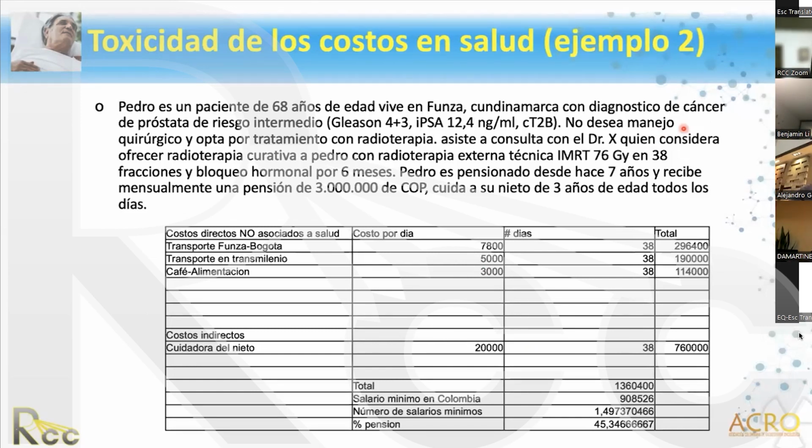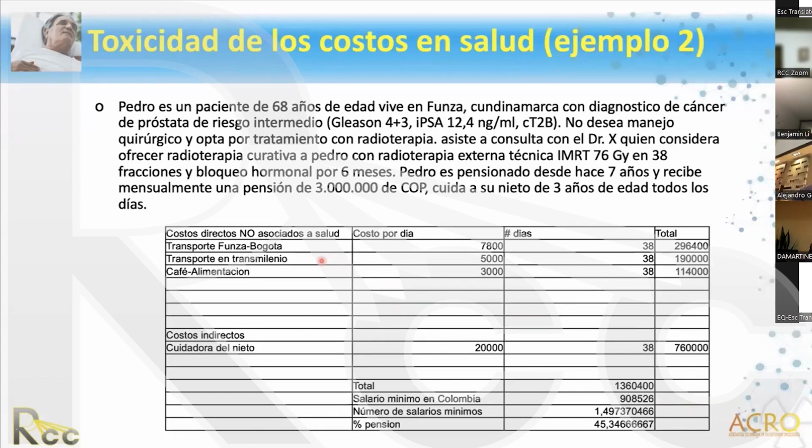Another example is a patient called Pedro. Pedro is a 68-year-old patient with a diagnosis of prostatic cancer. He doesn't want surgery, he wants radiotherapy. And in this case, Pedro was programmed for conventional radiotherapy, 76 grays in 38 fractions, and a hormone blockage. And he was retired 7 years ago, which is good. He gets his retirement money, but he takes care of his 3-year-old grandson every day.